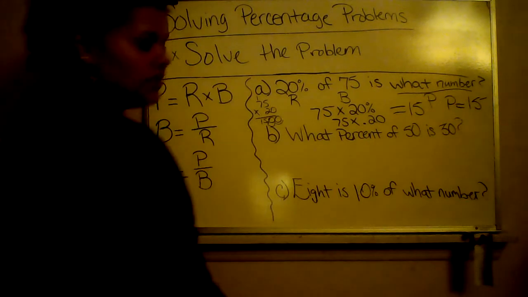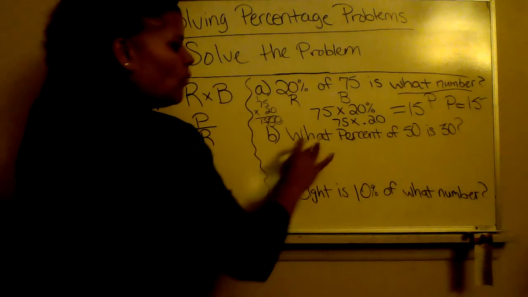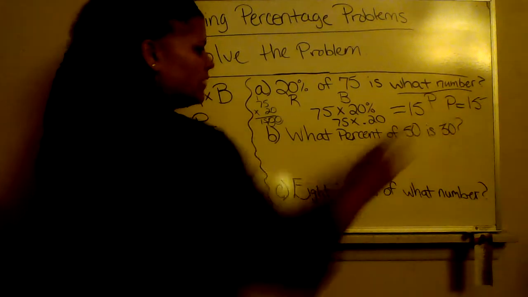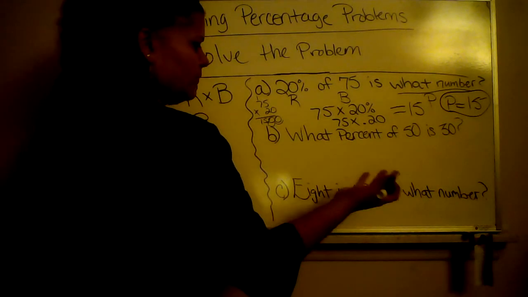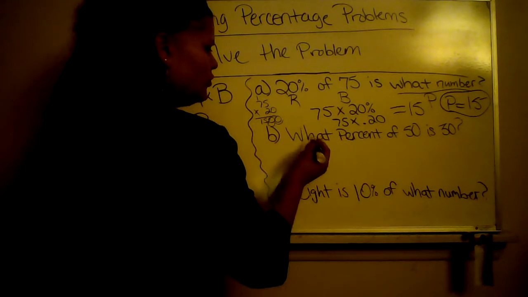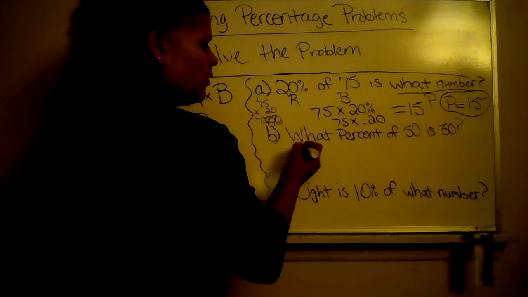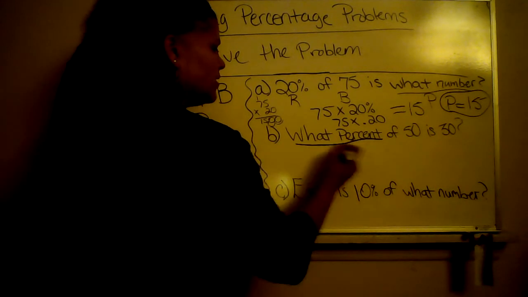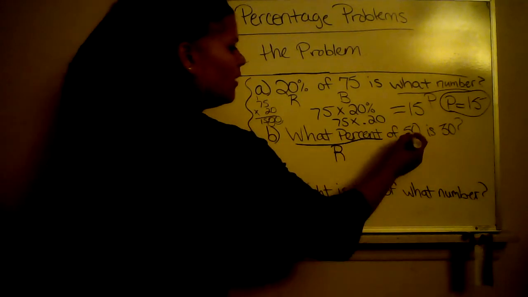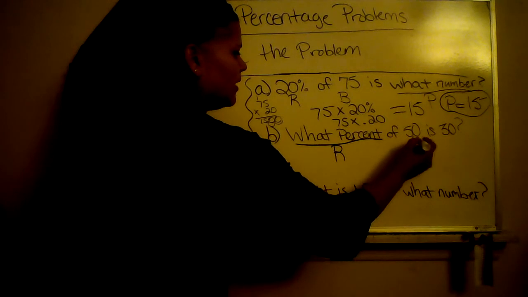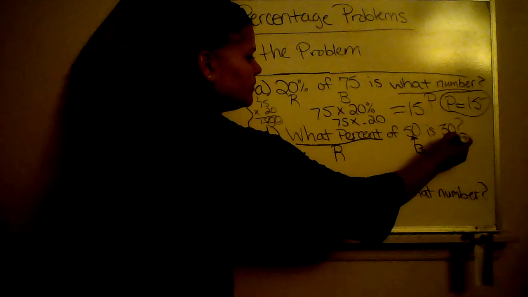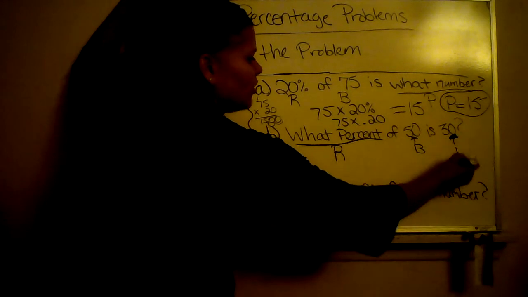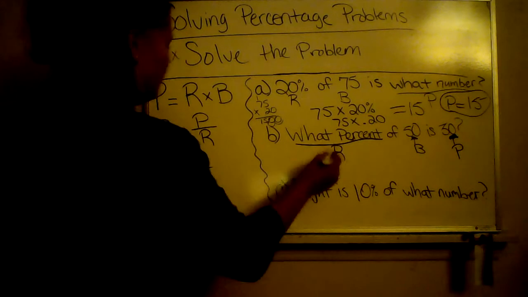Our portion is 15. So now, what percent of 50 is 30? What percent of 50 is 30? What are we looking for? Oh, we're looking for the percent, so that means we're trying to find the rate. The 50 right there is our base, that's the whole. And 30 is our portion. So we're looking for the rate this time.